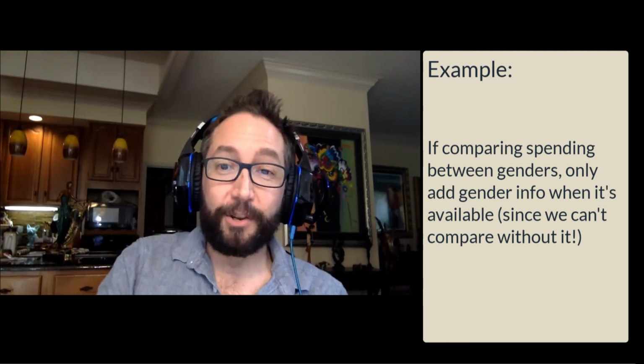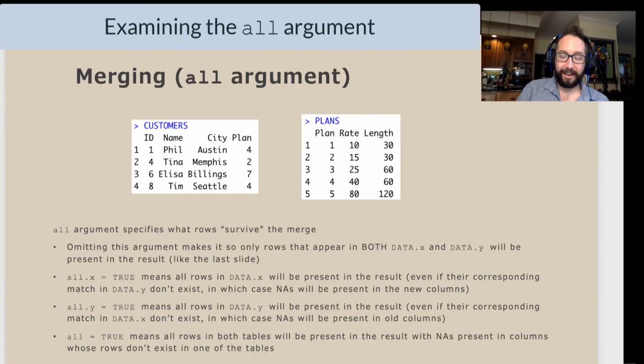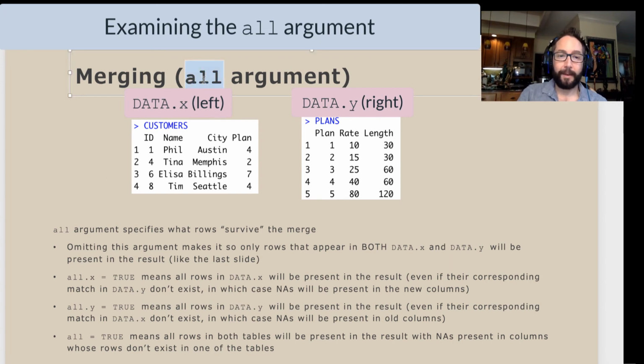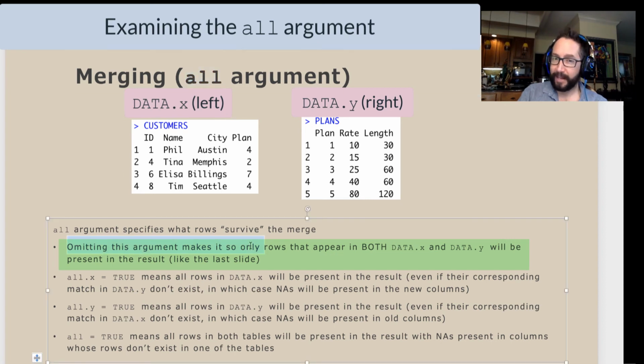What happens if we do really want to have that carried over? Well, that's where we're going to specify what we want to have as that all argument. So omitting all makes it so that only rows that appear in both DATA.x and DATA.y will be present in the result. Basically, it looks at the by column. Only values that are in both places are going to survive that merge. We have that inner join.